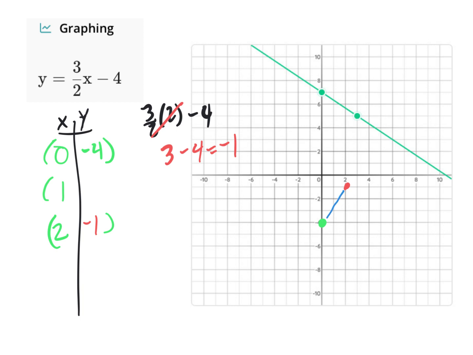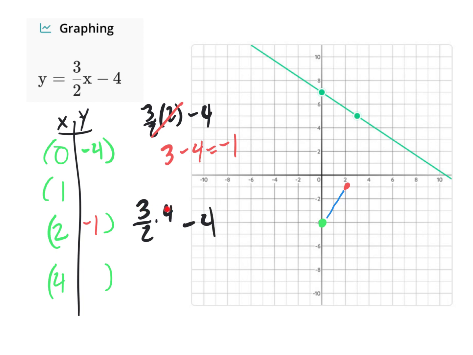Or you could get another point by plugging in another input. So when you do have a fraction, I recommend using 0 for sure, because 0 always works. But then use the denominator, and then maybe the denominator doubled, or maybe the negative denominator. So plugging in a -2 would be good, or plugging in a 4 would be good, right? I'm just going to plug in a 4 just to show you. When I plug in a 4 right there, it's going to read 3/2 times 4 minus 4.